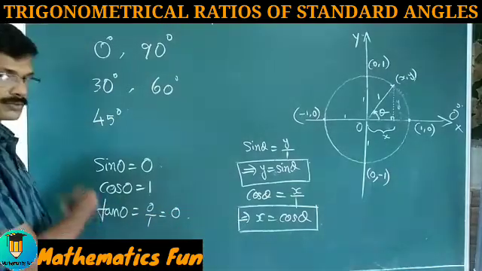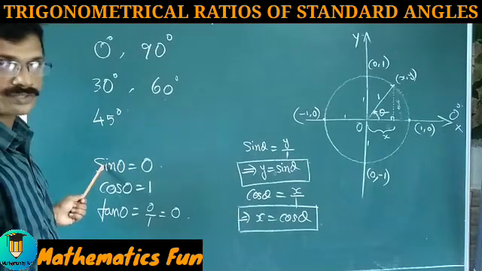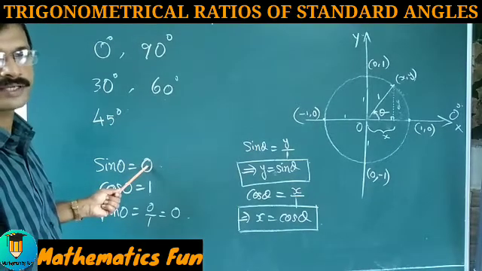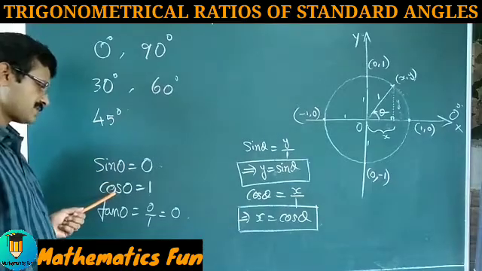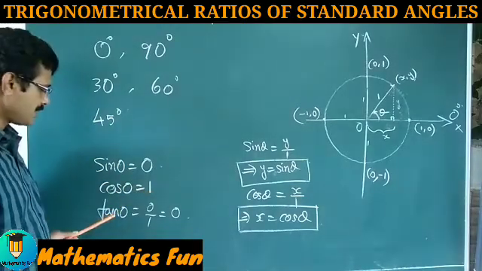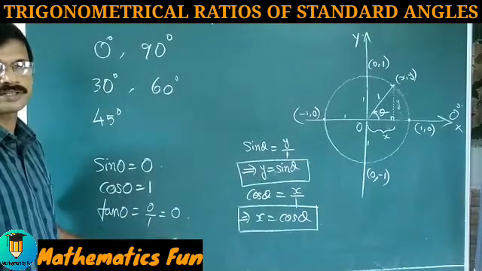Now the other functions are all reciprocals. For example, the reciprocal of sine is cosec. Cosec 0 is 1 by 0, and 1 by 0 is not defined. We will keep it as 1 by 0. The reciprocal of cos is sec 0, which is 1. And the reciprocal of tan, that is cot 0, will be 1 by 0, which is not defined.